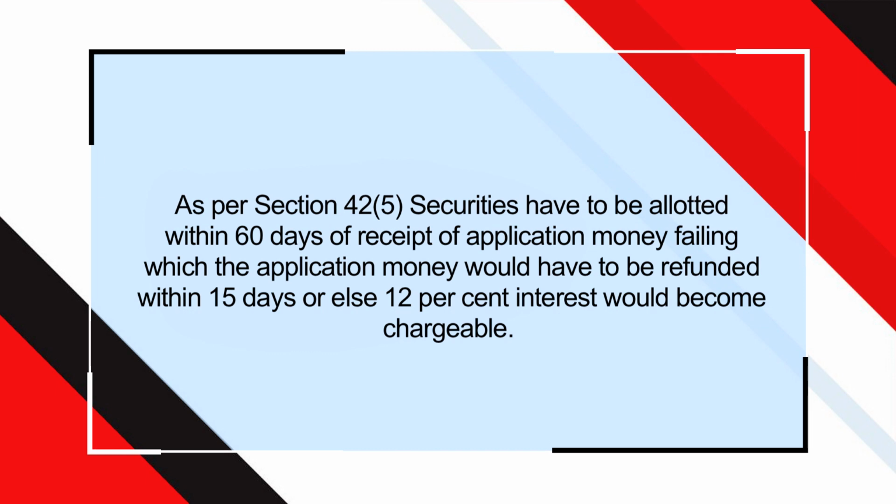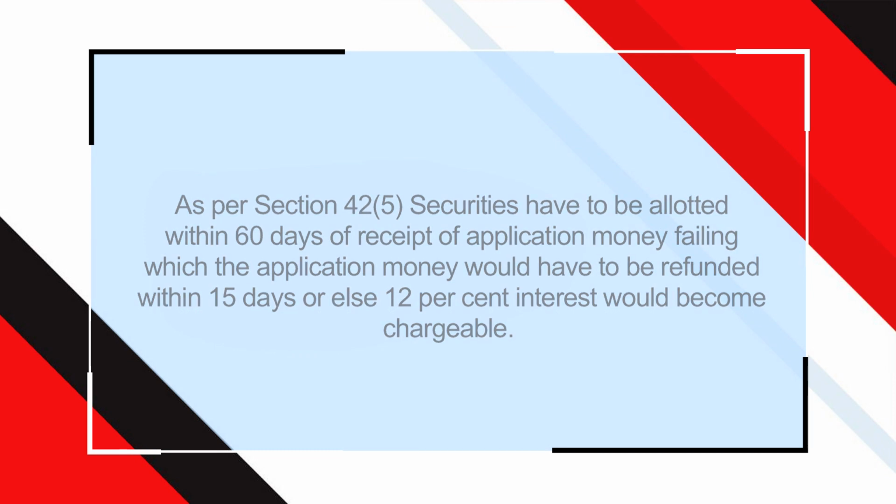money, failing which the application money would have to be refunded within 15 days or else 12% interest would become chargeable. The money received on application is to be kept in a separate bank account in a scheduled bank and is to be utilized only for adjustment against allotment of securities or refund, as given under Section 42, Clause 6.